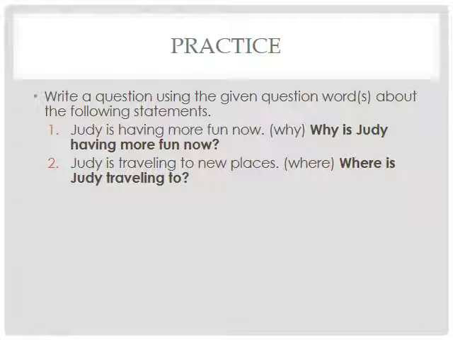Now, one of the old rules of English was that you should not end a sentence with a preposition. So if you had been taught by a prior teacher that this question should be, to where is Judy traveling, that's also correct. To where is Judy traveling is just a much more formal way of saying it. In spoken English, you'll often hear people put prepositions at the end of a sentence. In formal writing, technically it should be at the beginning.